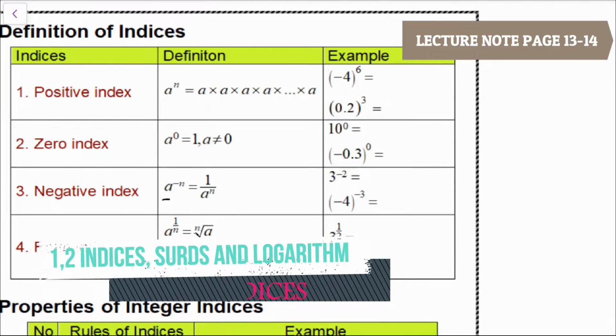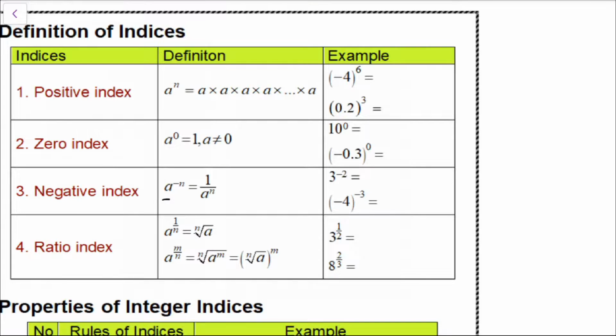There are 4 types of indices that we are going to learn today. So the first one is positive index, when you have a base with positive power. For example, the first one, you have negative 4 to the power of 6. See, 6 is a positive integer, so meaning you need to multiply negative 4 6 times. I don't write all the negative 4 because we have limited space here, but actually for negative 4 to the power of 6, you need to multiply negative 4 for 6 times.